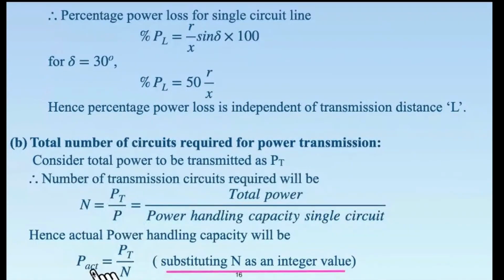So actual power handled will be equal to Pt upon n. N is rounded up, so that's why the power handled will be slightly less. Actual power handled will be slightly less. This is required for calculation of the current. Okay, so I hope that you are able to understand these slides, right?